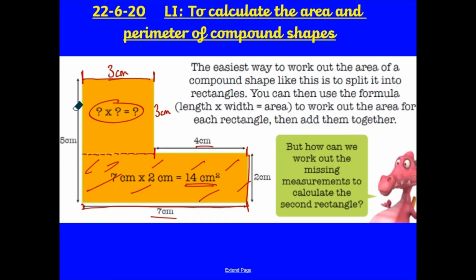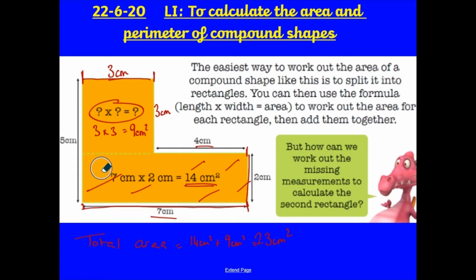You're using those parallel lines to help you there. So that means it's 3 centimeters there and 3 centimeters there. So that's going to be 3 times 3 is equal to 9 centimeters squared. So the total area of shape A and shape B, because I've split them into two, is going to be 14 centimeters squared plus 9 centimeters squared, which equals 23 centimeters squared. So I've worked out the area by splitting into two shapes.